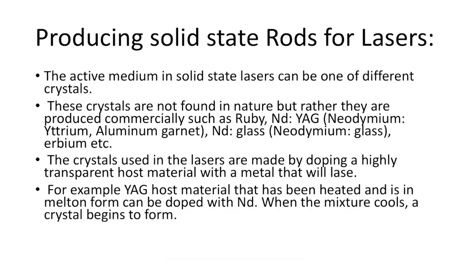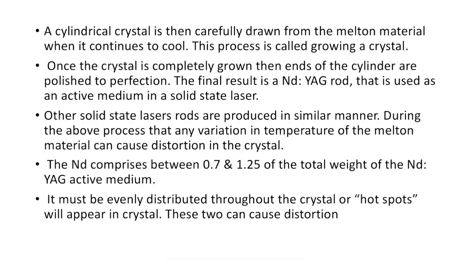When the mixture cools, a crystal begins to form. A cylindrical crystal is then carefully drawn from the melted material. As it continues to cool, this process is called growing a crystal. Once the crystal is completely grown, the ends of the cylinder are polished to perfection. The final result is an Nd:YAG rod that is used as an active medium in a solid state laser. Other solid state laser rods are produced in a similar manner.